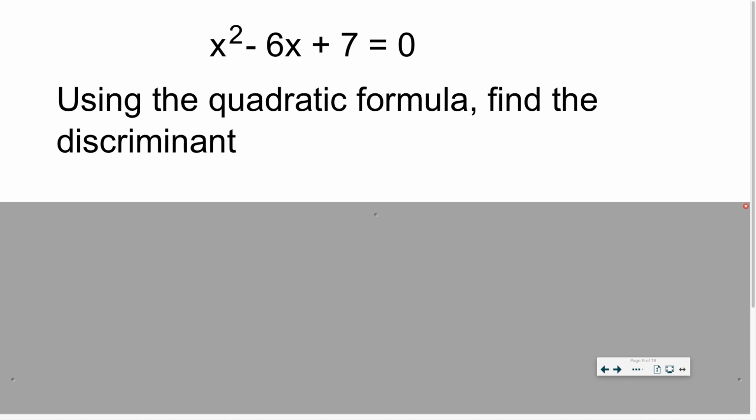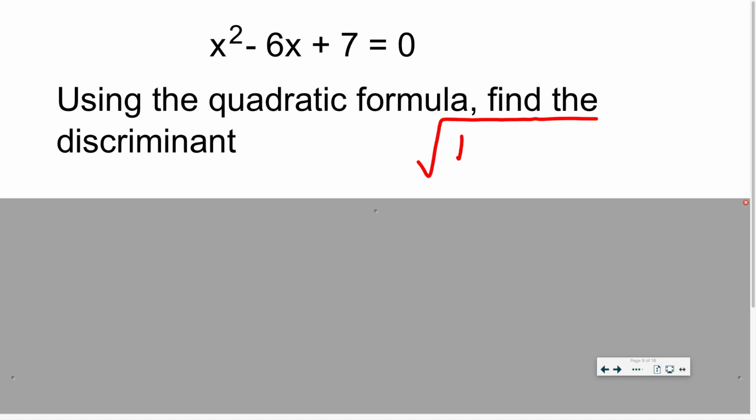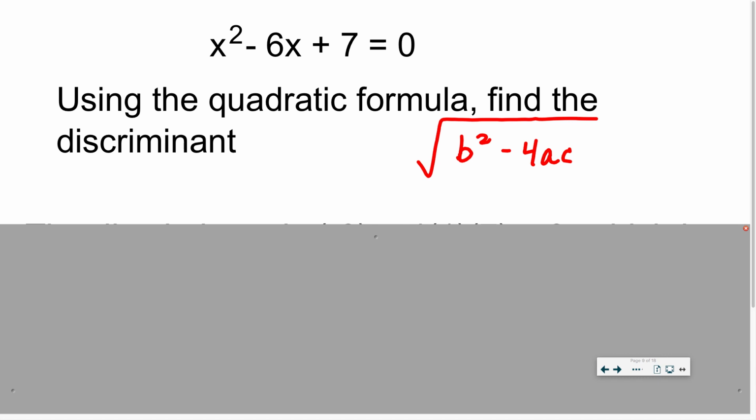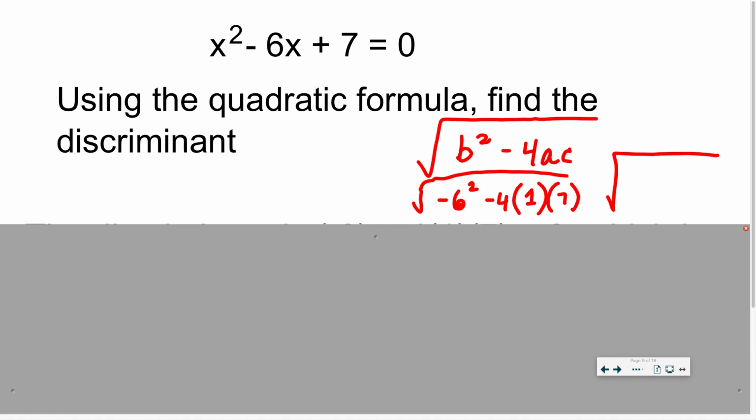So what is the discriminant of that quadratic? If I know that it's everything in the radical, what would I substitute in here? Negative 6 squared minus 4 times 1 times 7. And what does that calculate to? 36 minus 28. So that's 8. I heard somebody say it.